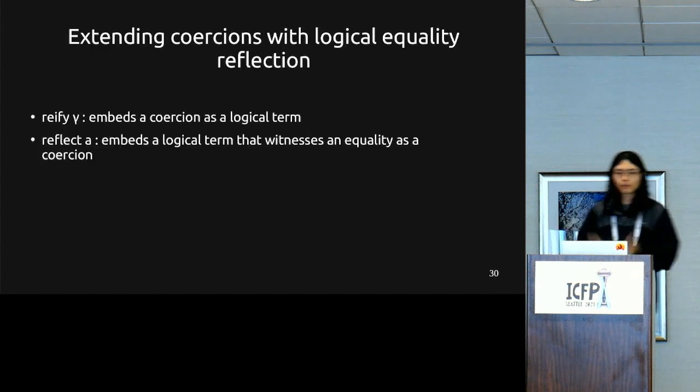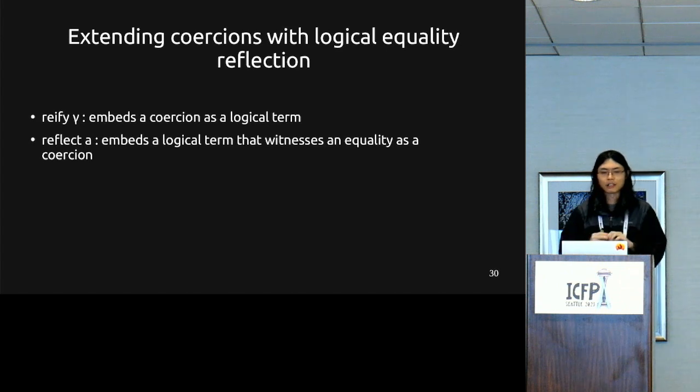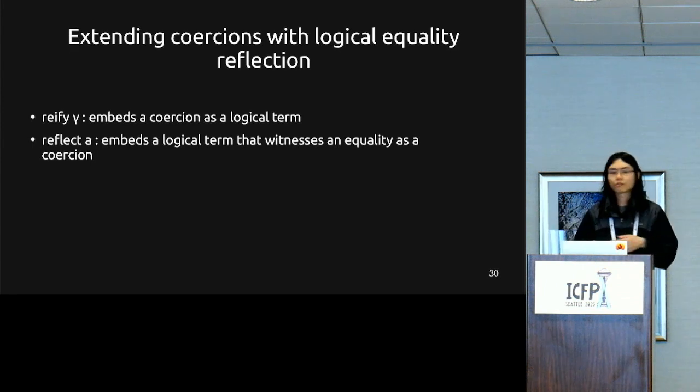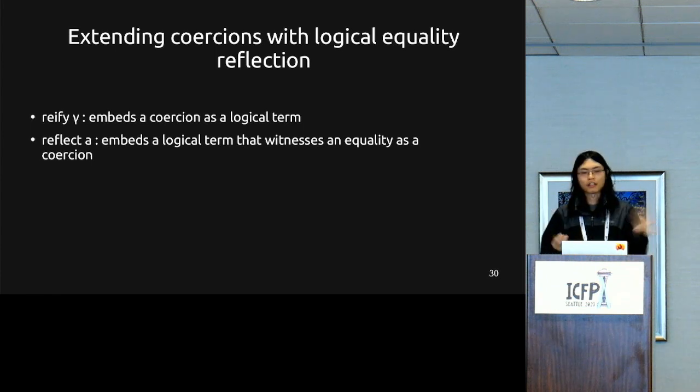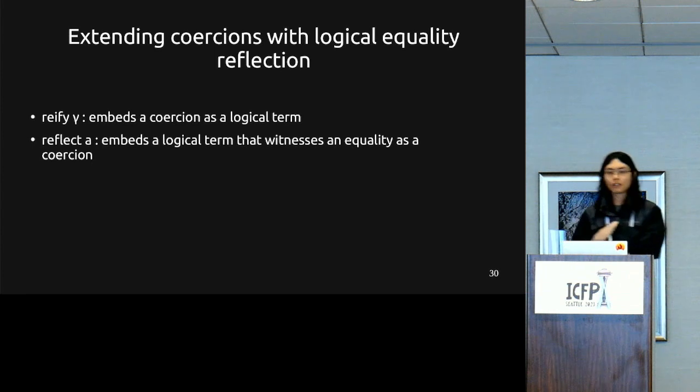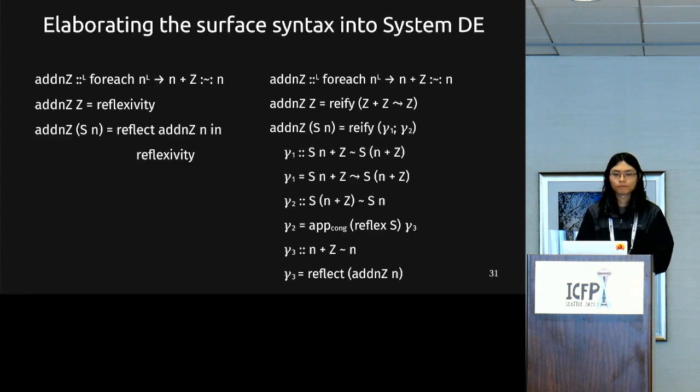In order to extend system D, to extend the language with coercions, with the logical equality reflection feature we have seen earlier, we add two new constructs to our language. First, we have this reify construct that takes a coercion object and embeds it as a logical equality proof term. And reflect goes in the opposite direction. It takes a logical term witnessing an equality and gives us back a coercion.